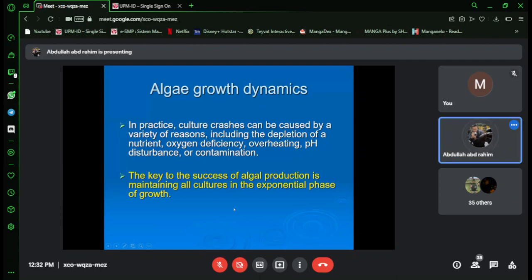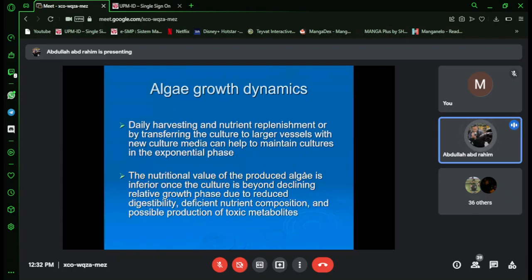Exponential phase, which is this, and there are some ways to actually maintain your microalgae culture. You can do daily harvesting to replenish the nutrients and always maintain it at exponential phase.